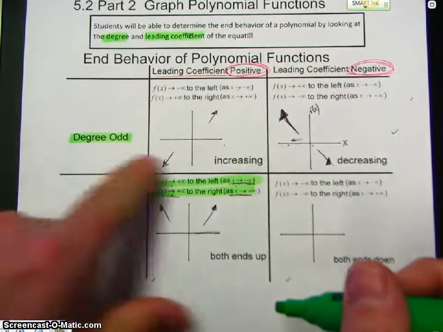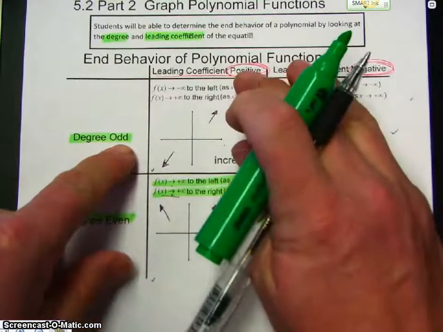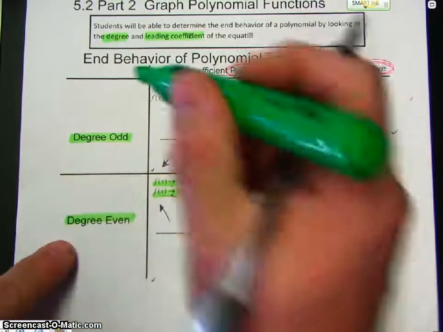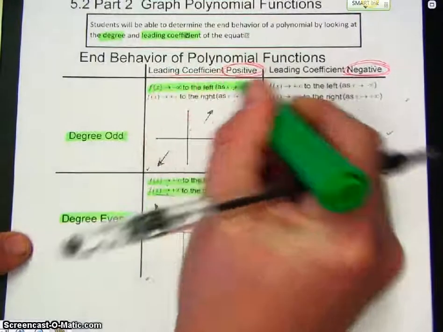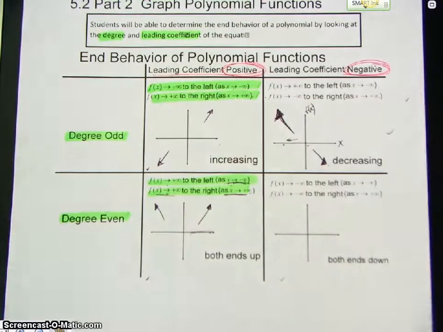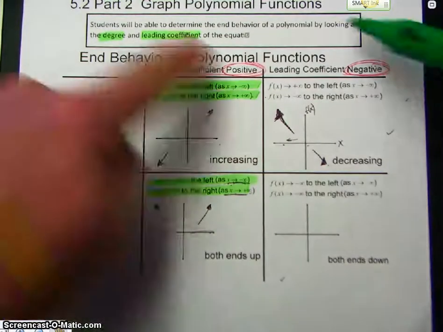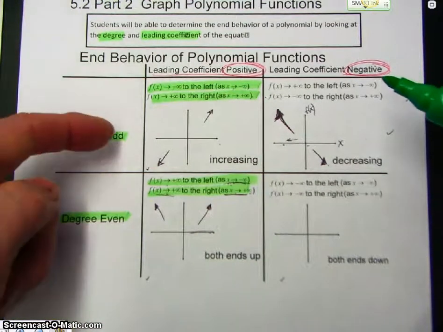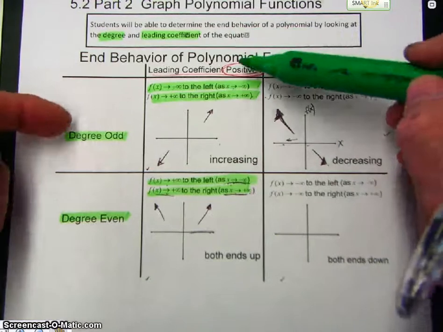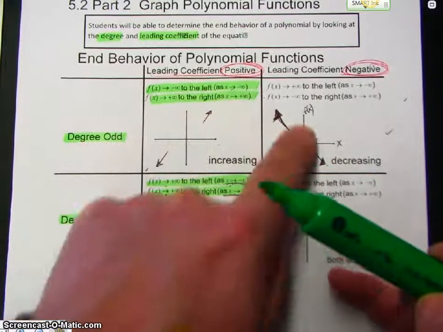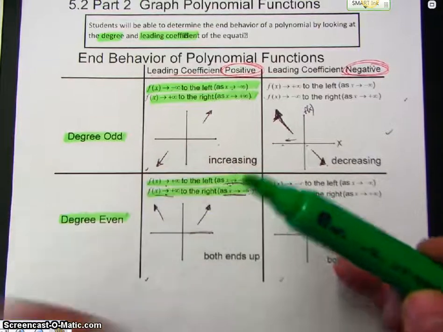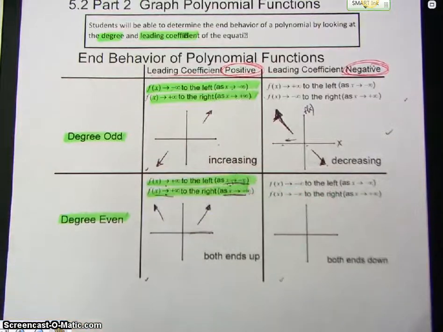And when you have a degree that is odd and the leading coefficient positive, if you want to describe that, that means we have to write this. This is what you will write. You will write this right here. That's the reason why you want to copy this chart down, because once you figure out the degree and the leading coefficient, all you have to do is write this. All right? What I'm doing here is showing you what it actually means in graphing, because eventually you're going to have to graph these.